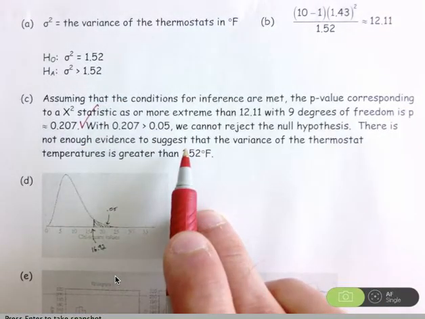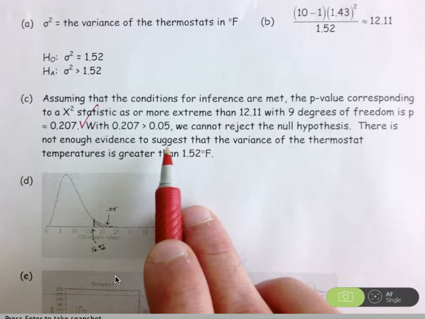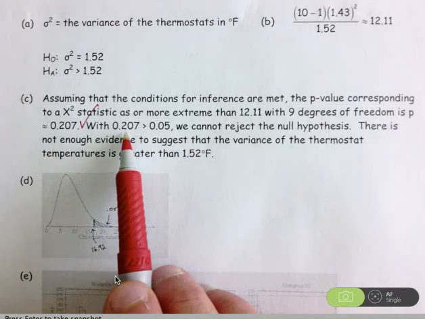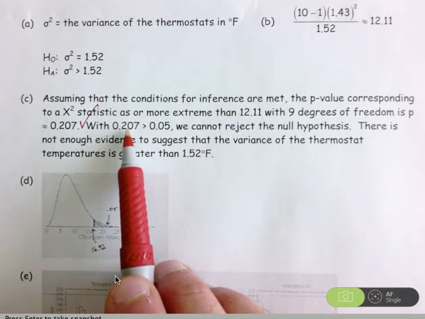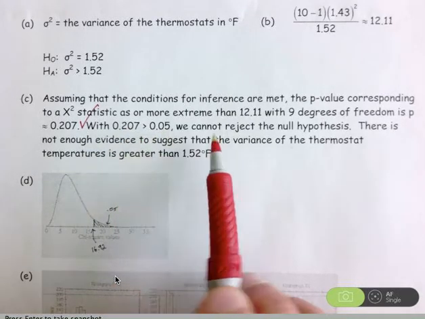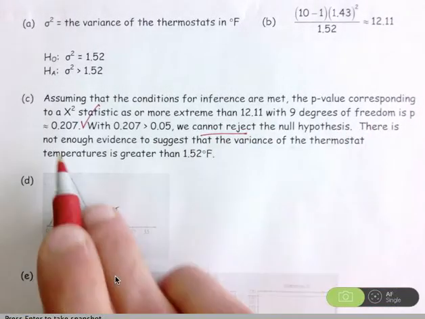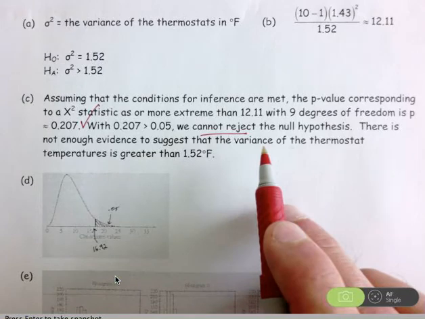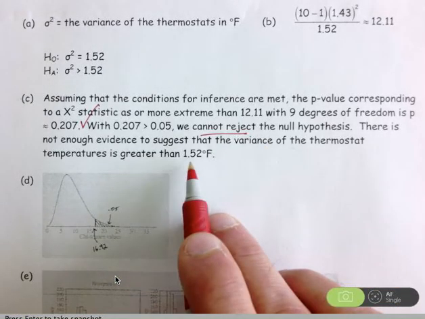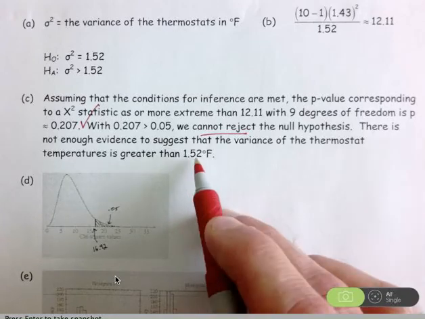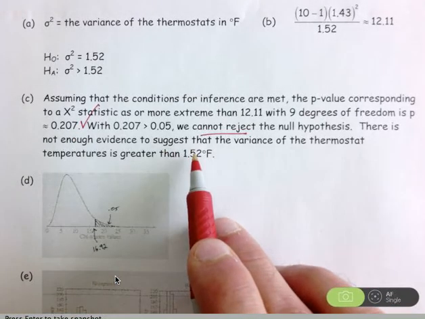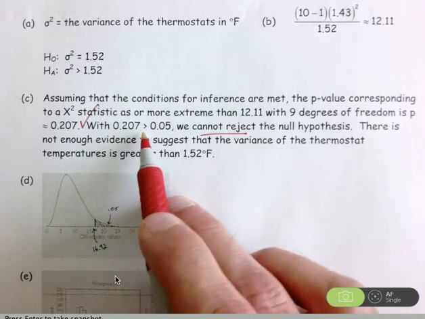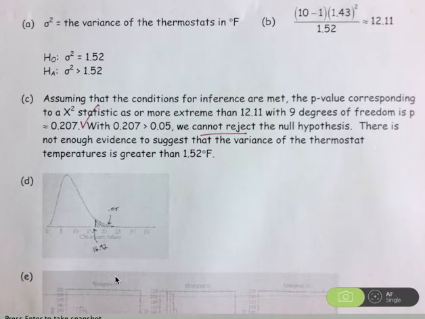But then in context, just like every other test we've interpreted, you need to link your interpretation and your conclusion to that p-value. That's the second component of this question. With this p-value, which is greater than 0.05, we cannot reject the null hypothesis. So we do not have enough evidence to suggest that the variance of the thermostat temperatures is greater than 1.5 squared degrees Fahrenheit. Calculating the p-value and interpreting in context, linking back to that p-value, both of those are required for another essentially correct component. If you only calculate the p-value, you have a partially correct answer. Otherwise it's incorrect.